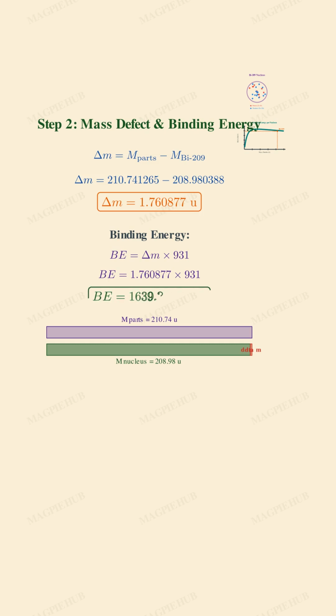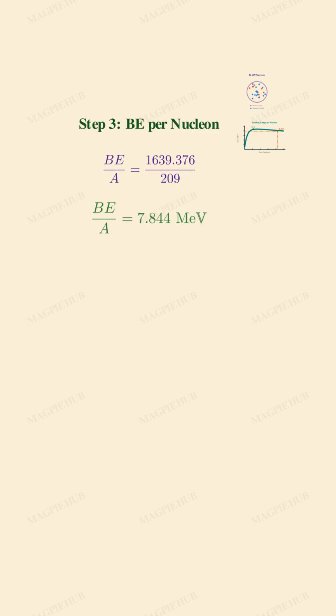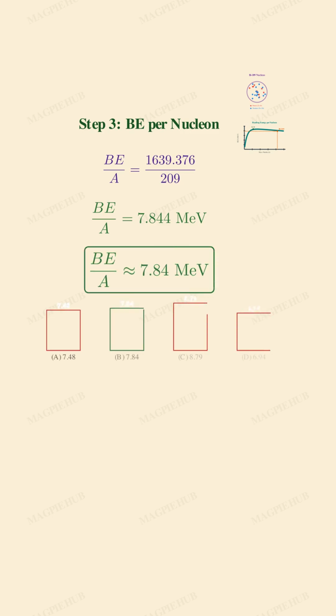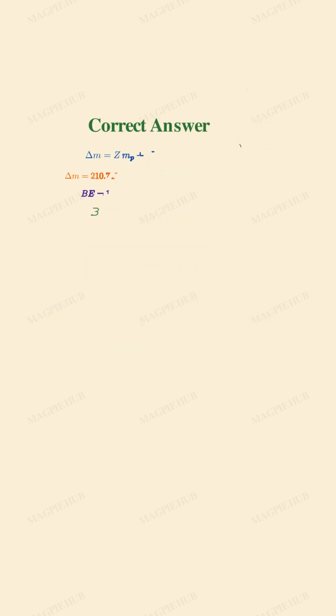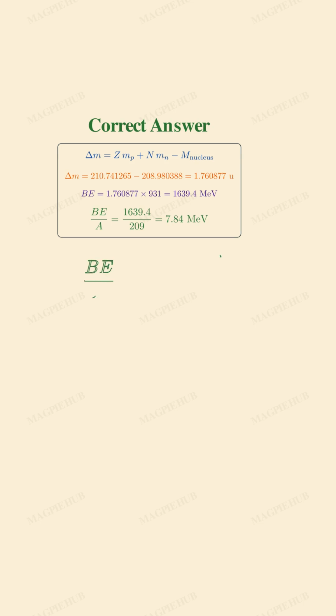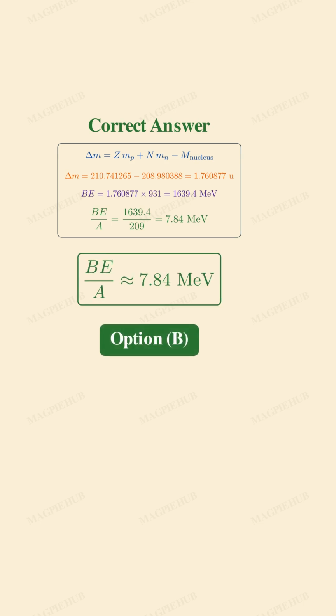The binding energy equals this mass defect times 931 MeV per U. After calculation, the total binding energy comes out to be 1639.376 MeV. Step 3. Finally, the binding energy per nucleon equals 1639.376 divided by 209. Solving this gives 7.844, which is approximately 7.84 MeV per nucleon. The binding energy per nucleon of bismuth 209 is approximately 7.84 MeV. The correct answer is option B.